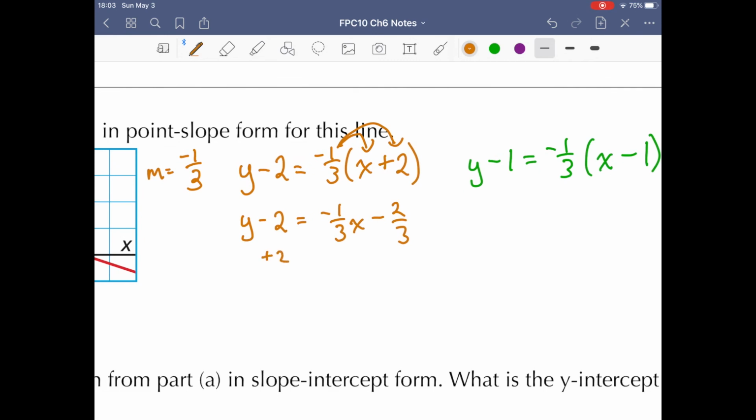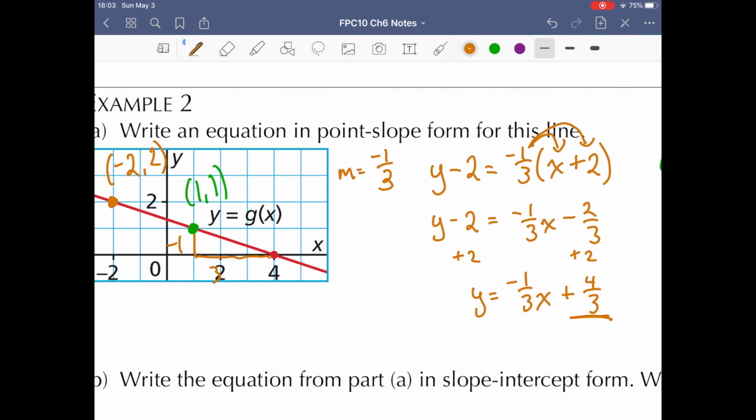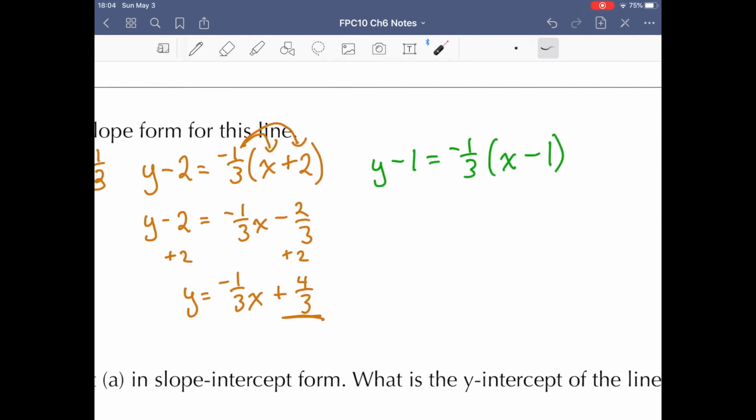Add 2 to both sides. Y is equal to negative 1/3 x. Now negative 2/3 plus 2 is equal to plus 1 1/3, or plus 4/3. Now we can see our y-intercept right there at plus 4/3. If we look on this graph, we can see that it looks like about plus 4/3. This would be 3/3, 4/3, 5/3, 6/3. So plus 4/3. Now let's see what happens when we multiply it out in this green one.